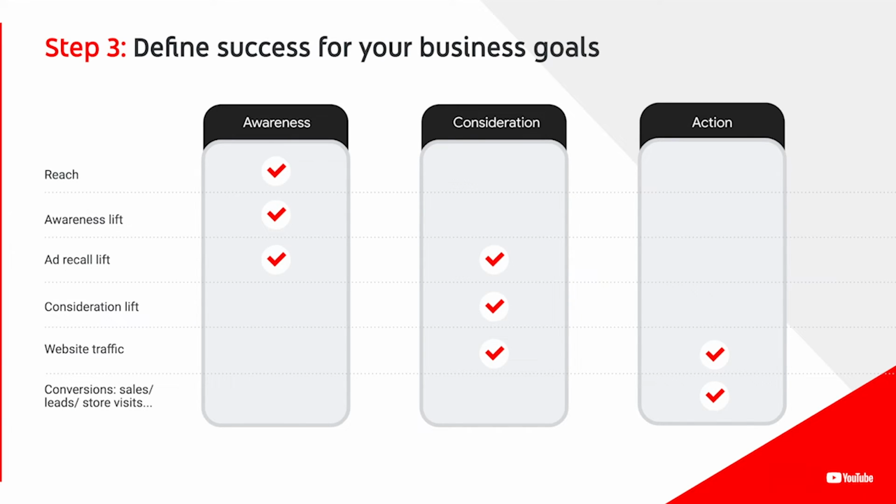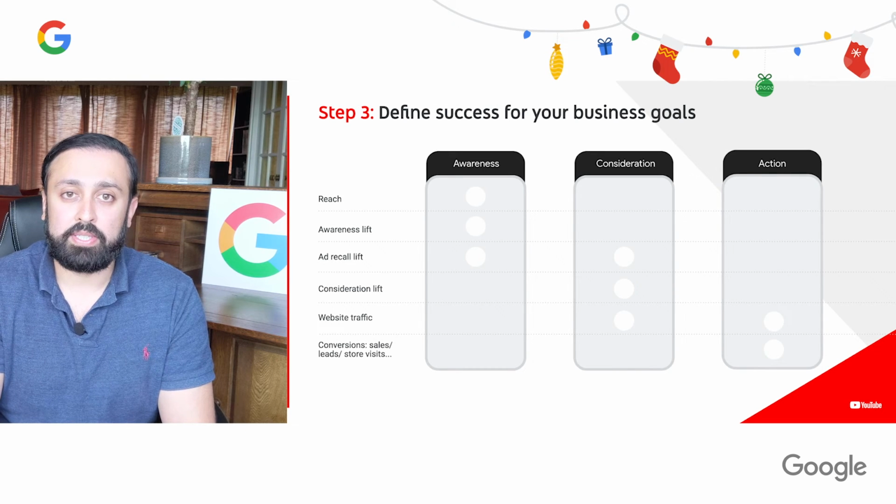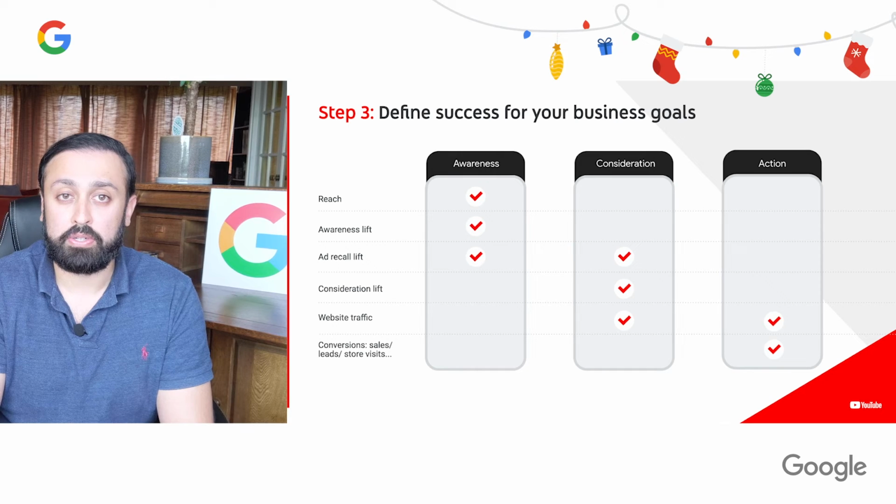And if you go lower in the funnel, consideration or even action, then we're looking obviously for different types of metrics. So in action, we are looking, for example, at the amount of traffic to your website or the amount of conversions, sales, store visits. These are the things that we are looking at. So for every stage, we have different success metrics. So please make sure that you first define what success is for you.